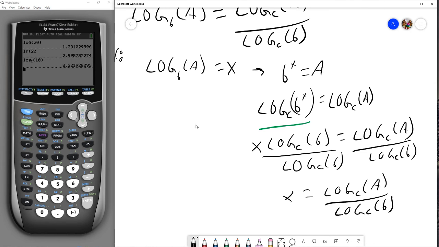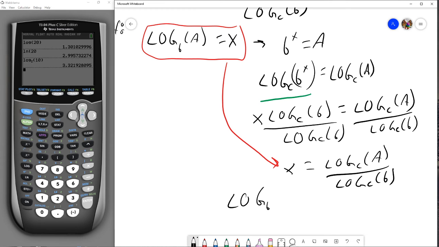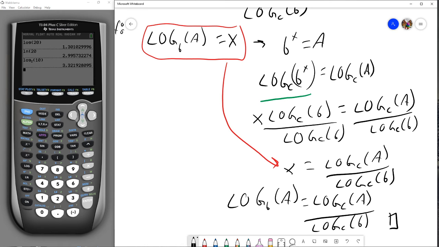Now, at this point you might be wondering, okay, but what about this x thing? What are we supposed to do with that? Well, if we remember that x is equal to this expression right here, we can just substitute that in, and then we have log base b of a is equal to log base c of a over log base c of b, and that proves our change of base formula.